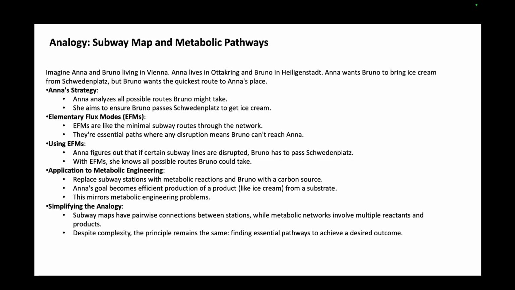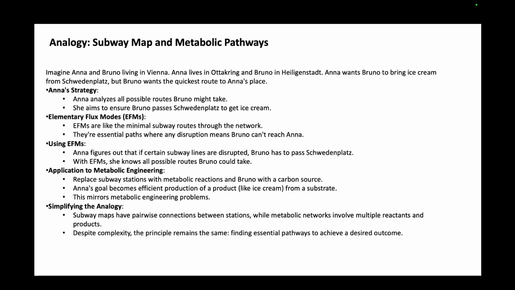So what is Anna's strategy? She analyzes all possible routes Bruno might take, and she aims to ensure that Bruno passes through that particular place to get the ice cream. So you have this set of paths from one node to another node. Now we have to see how many of these paths pass through a single node. If you remember correctly, this is one of the centrality measures of graph theory: how much a particular node is involved in the shortest paths between two nodes. This is a relative metric that is used here as well.